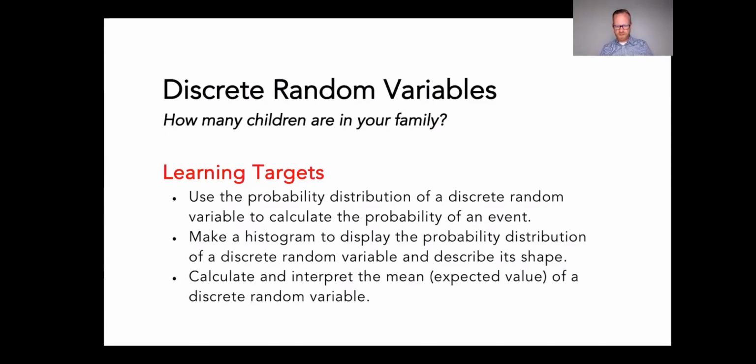So we have three learning targets that we'd like to address here. The first one is to use what's called a probability distribution of a discrete random variable to calculate the probability of an event. The second one is to make a histogram to display the probability distribution and then be able to describe the shape of the histogram. And then the third learning target is to calculate and interpret the mean, also known as the expected value of a discrete random variable. So let's take a look at the activity.